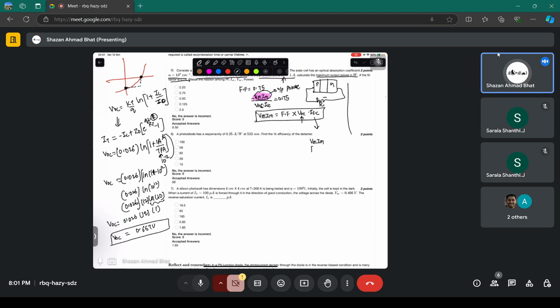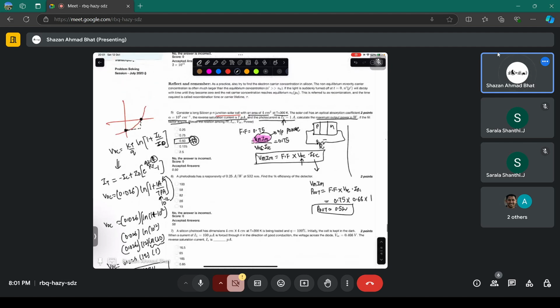which is the output power. So the output power will be fill factor times the VOC times ISC. So fill factor will be 0.0. No, the fill factor is I think given. It is 0.75 into 0.66 into 1. So output power will be approximately equal to 0.5 watts. So that is the particular answer of this question.